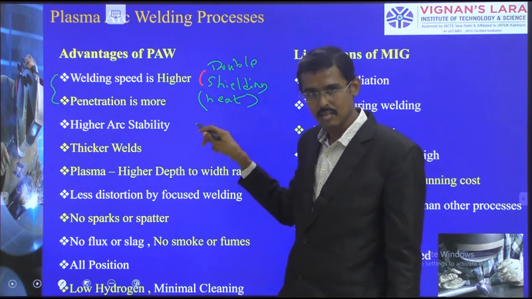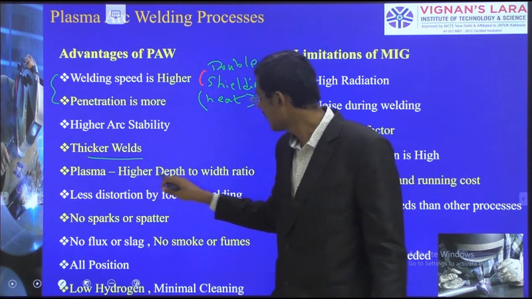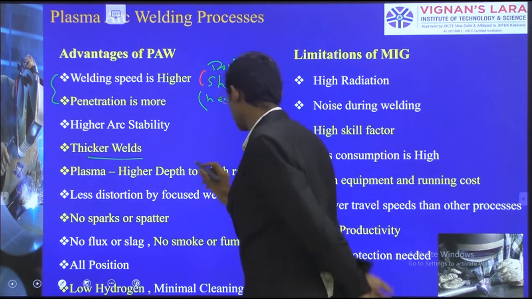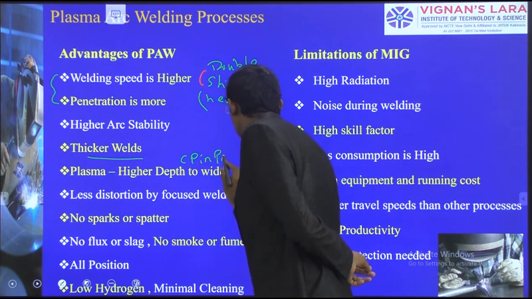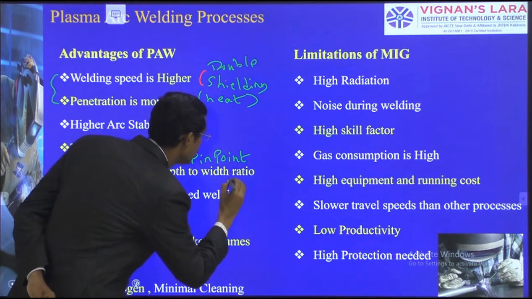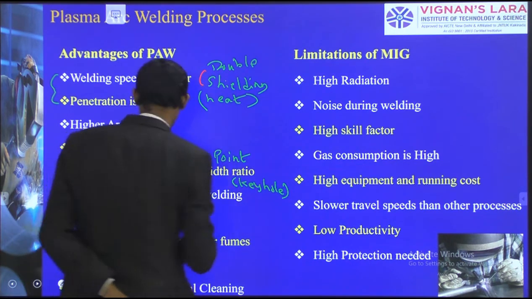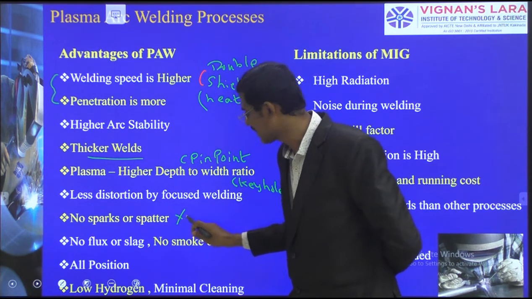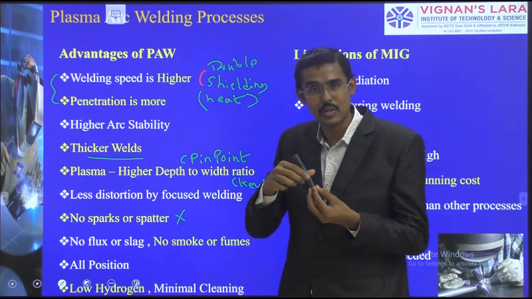High arc stability because we are giving the second layer. Thicker welds, plasma, high depth to width ratio because we are concentrating the penetration on a pinpoint. So here we can write pinpoint control, keyhole. Keyhole welding can be done. Less distortion due to the focused welding, no sparks, no spatters. These are advantages. No fluxes when a consumable electrode is not used.